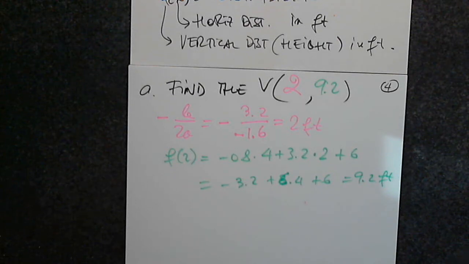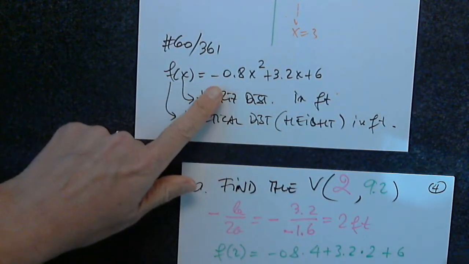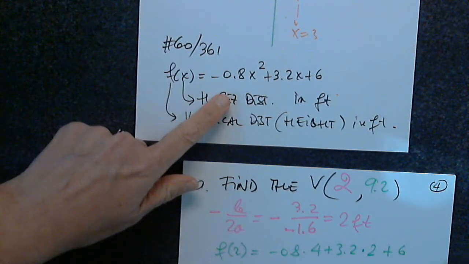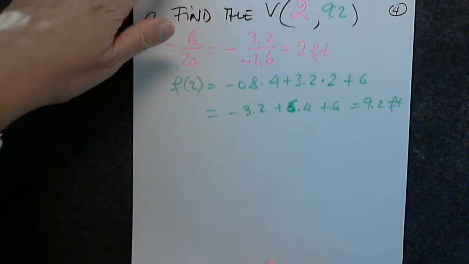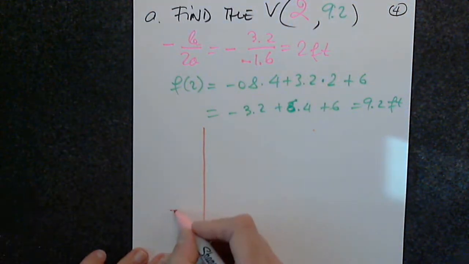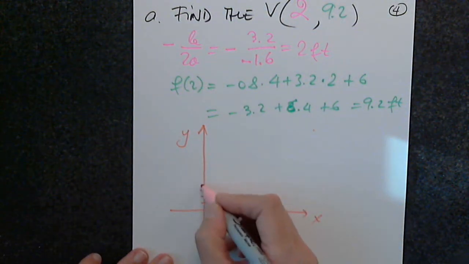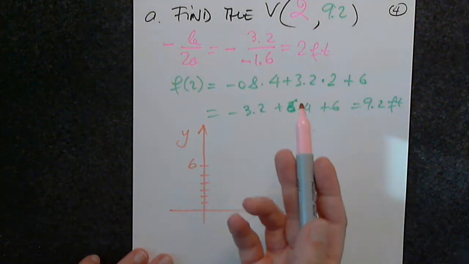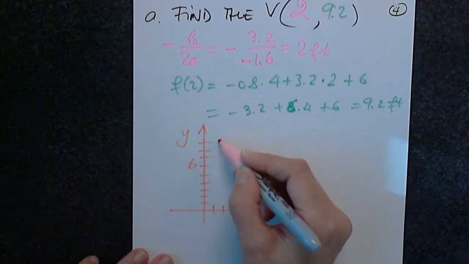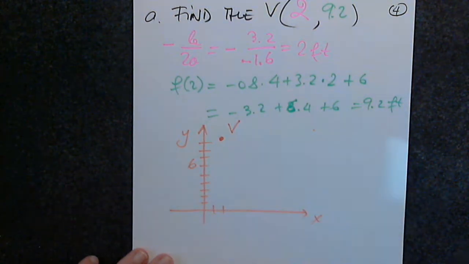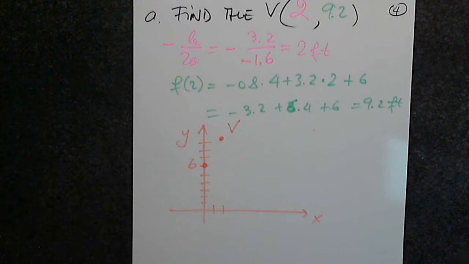Any questions so far? Can anyone give us the y-intercept of this function? 6, very good. So if I want to graph this function, this is x and this is y, 1, 2, 3, 4, 5, 6. Then the vertex: 6, 7, 8, 9, and a little bit. So this is the vertex, and this, one more time, 2, 4, 6, correct, is the y-intercept.